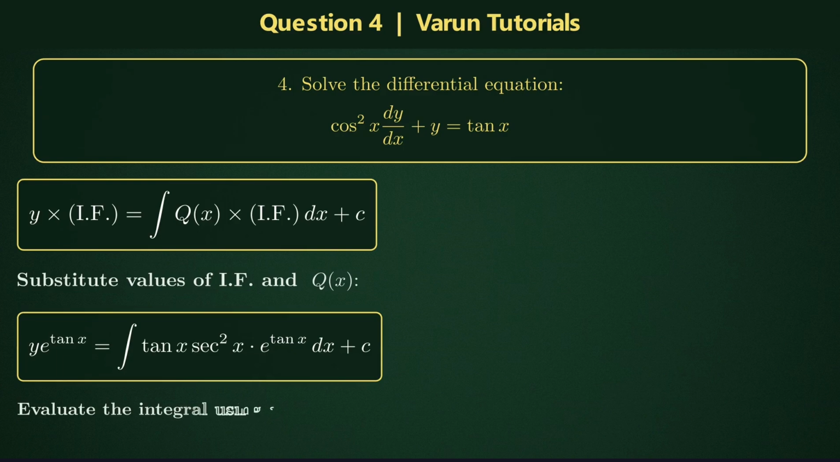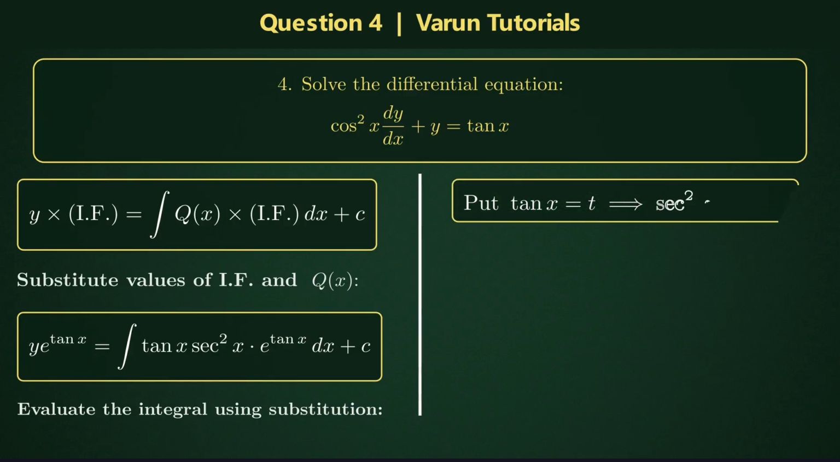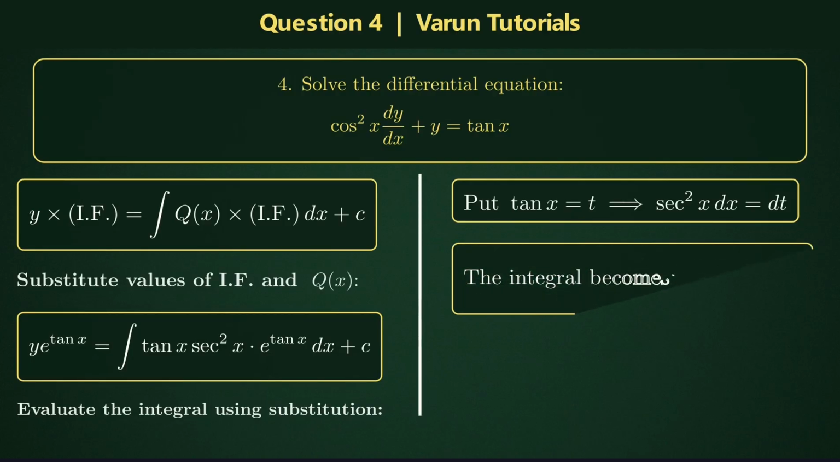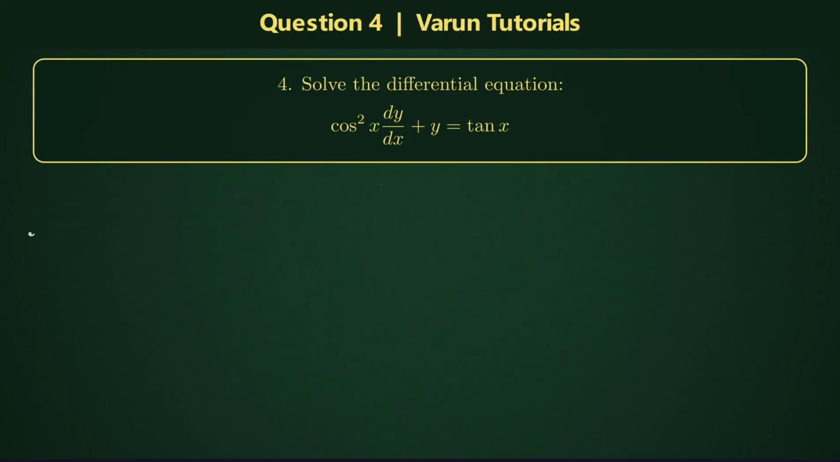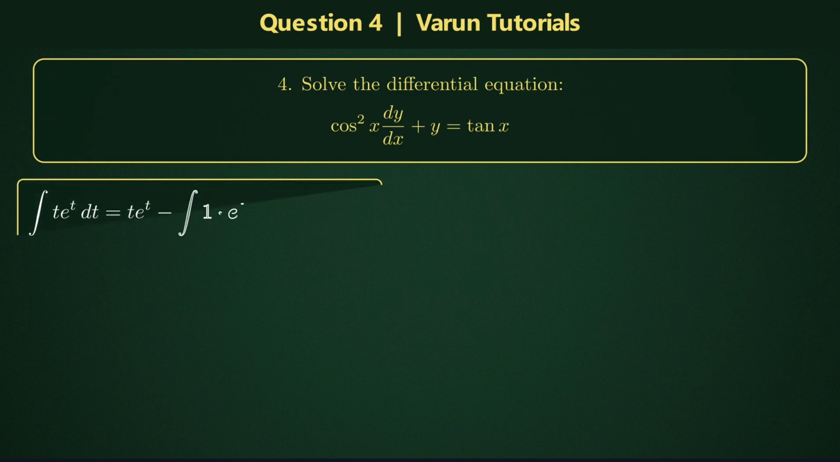Let us evaluate this integral using substitution. Put tangent of x equals t, differentiating both sides gives secant squared of x, dx, equals dt. Substituting these terms simplifies the integral to the integral of t times e to the t, dt. To integrate this product of functions, we recall the integration by parts rule. Applying the rule, the integral of t times e to the t, dt, is equal to t times e to the t, minus the integral of e to the t, dt.